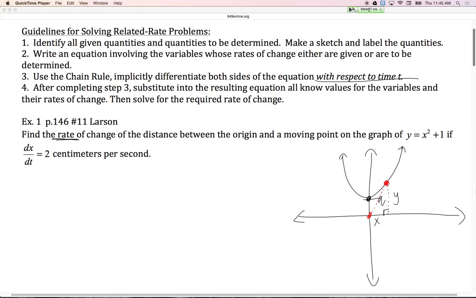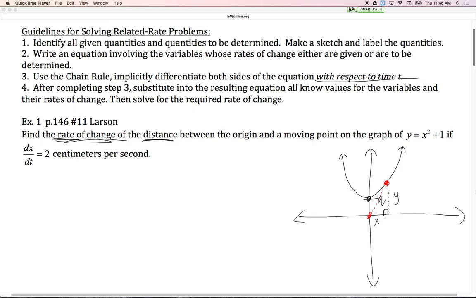So, find the rate of change of the distance. So which derivative am I interested in? Am I interested in the derivative for x? Am I interested in the derivative for y? Or am I interested in the derivative for z? I am interested in the derivative for z, the distance. That's what we let z be. Z is the distance between the origin and that moving point. All right, so z is that distance. So if I want to represent the rate of change for distance, I could call it z prime, but I told you to shy away from that.